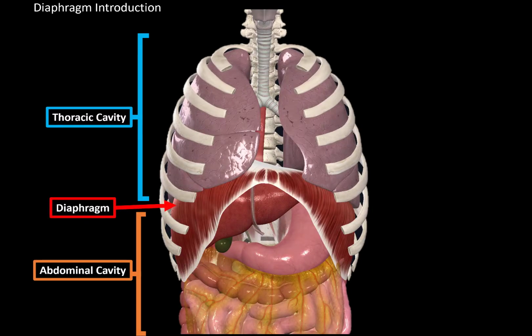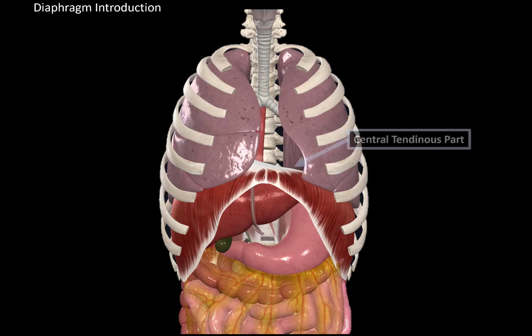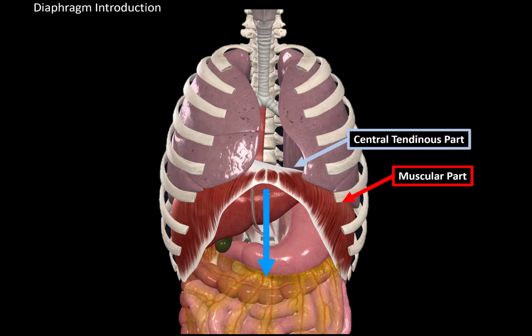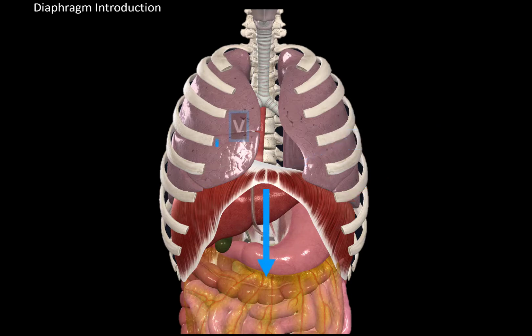And just by looking at the diaphragm, you can see that it consists of two main parts. There's the central tendinous part and a muscular part around the central tendinous part. The main reason why we need the diaphragm is because when the muscle fibers contract, they will pull the central tendinous part down. And that will increase the volume of the thoracic cavity and decrease the pressure so that air can easily come into the lungs. So the diaphragm is our main muscle of inspiration, one that we can't live without.